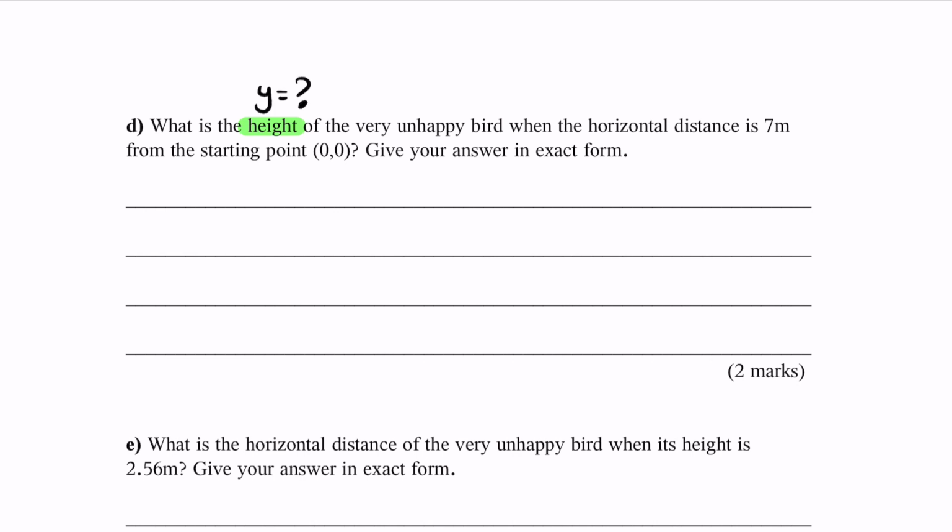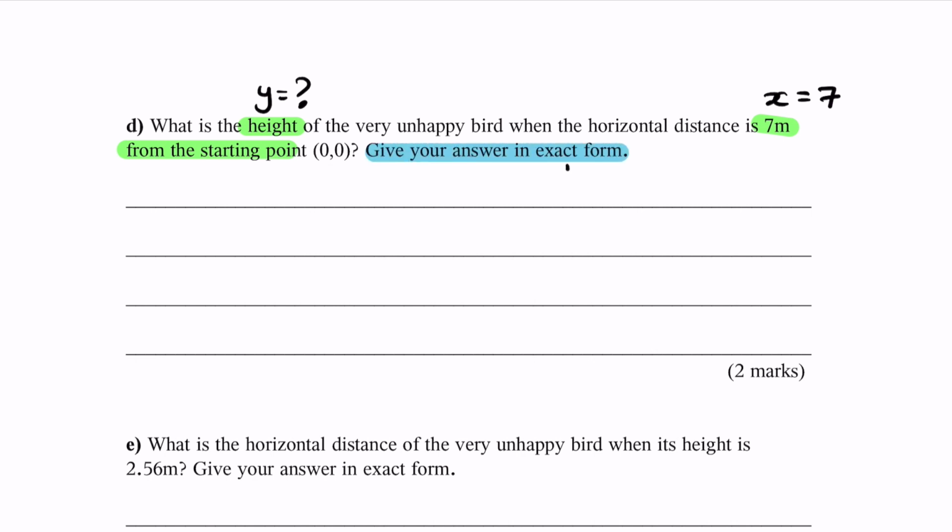That's what I'm looking for. When the horizontal distance is 7 meters from the starting point, it's really important that you know where it's referring to, because sometimes it asks from the end point. So that's a little bit confusing. So this is saying when x is 7. And it does just mention as well to give your answer in exact form.